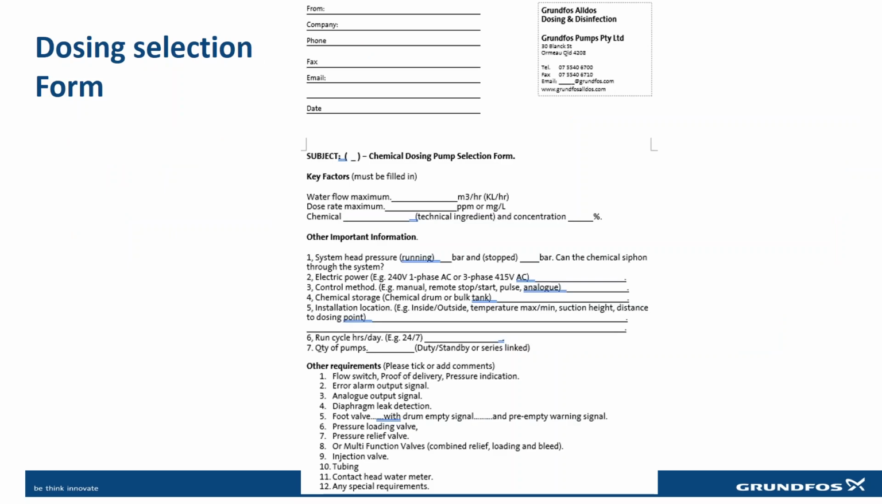Finally, if you are struggling for questions, we do have things like dosing selection forms. This form goes through the basic factors, and this is the one for disinfection. So it's looking at the key factors which must be filled in there. So dosing water flow, as in cubic meters per hour, dose rate, ppm, chemical technical ingredient, and the concentration.